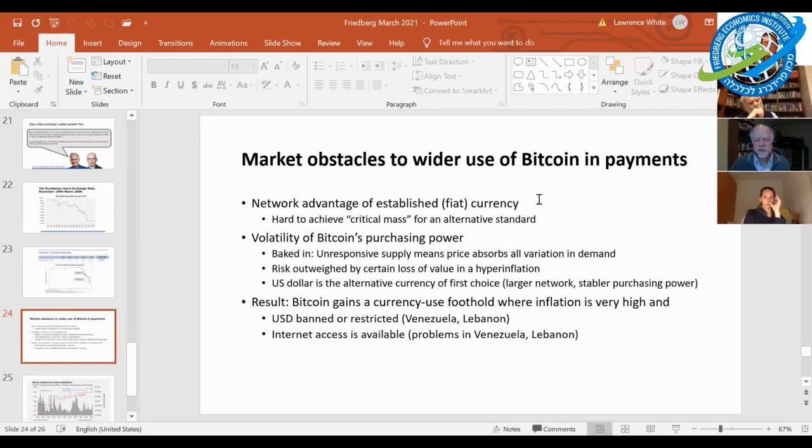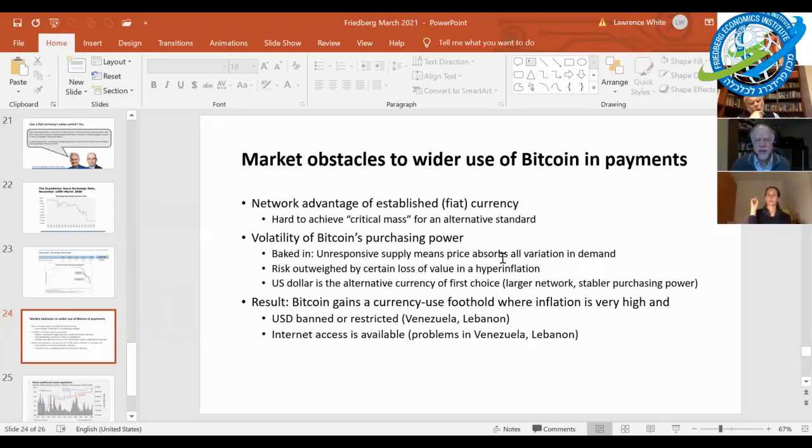So it's risky to keep your rent money in Bitcoin, right? It could drop 10% tomorrow and you can't pay your rent. This volatility is not going away. Some people have hoped that it would go away as Bitcoin grew in value, but it hasn't gone away. It's baked in because of what I mentioned earlier, that the supply is completely unresponsive to the price. So as the price of Bitcoin goes up, there isn't any increase in the quantity of Bitcoin to help moderate that increase in its value. It's all going into the price, all that variation.